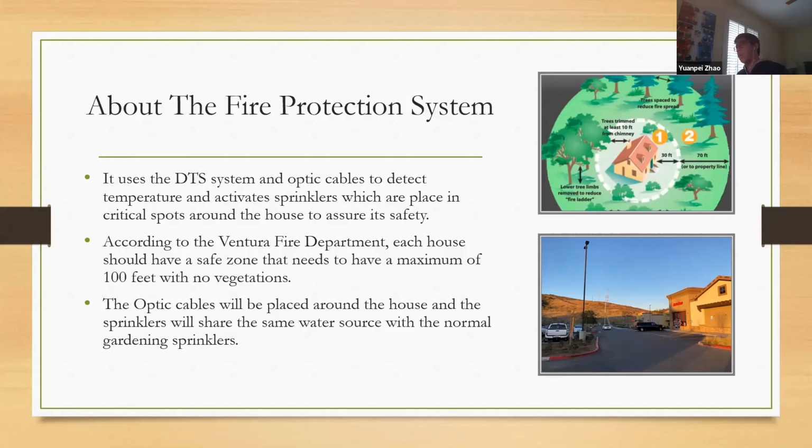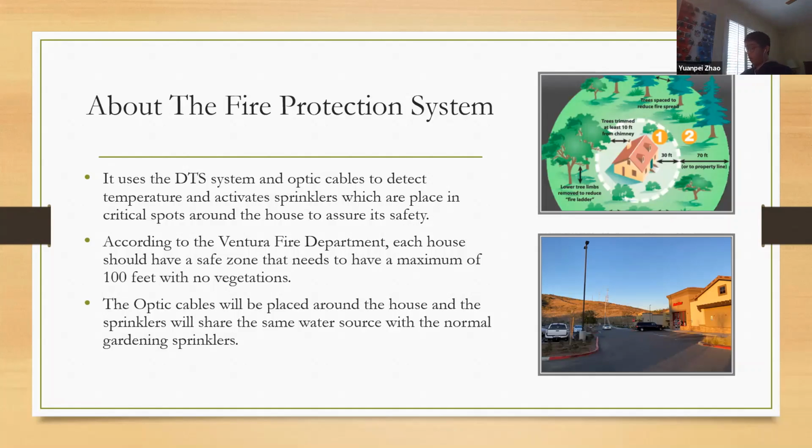And then this safe zone can prevent fire from easily reaching the houses. Now, this is the fire protection system, which I described on the previous slide. Pretty much, it uses a DTS system and optic cables to detect temperature and activate sprinklers, which are placed in critical spots around the houses, ensuring their safety.